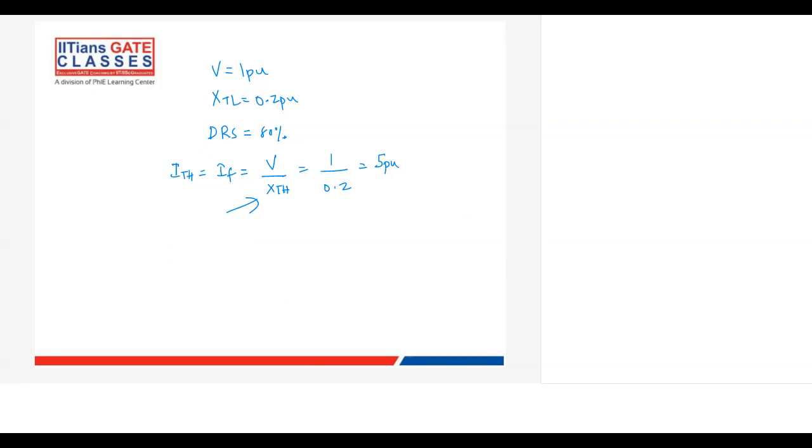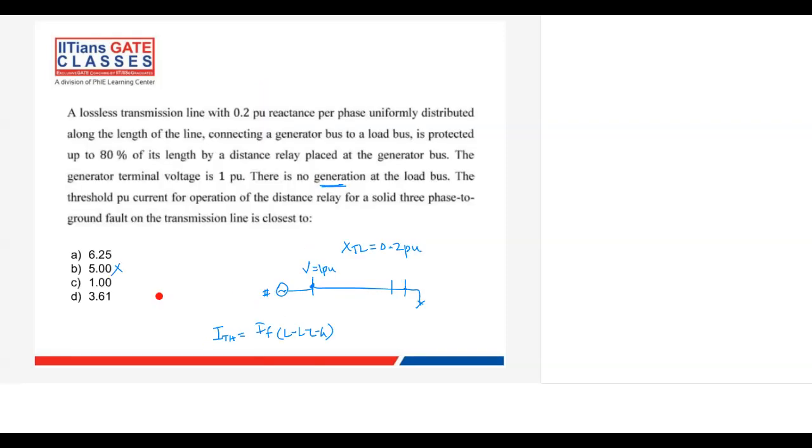So in this case, X threshold would be X transmission line into distance relay setting. That would be 0.2 into 80%, which is 0.8, so it would be 0.16. And if you calculate with this value, I threshold would be 1 divided by 0.16. You will get it as 6.25 per unit. And if you look at the options, the correct answer is A.